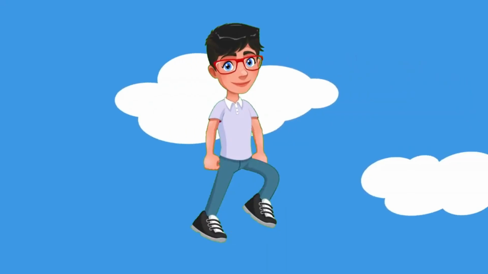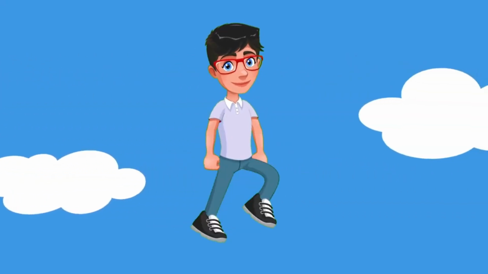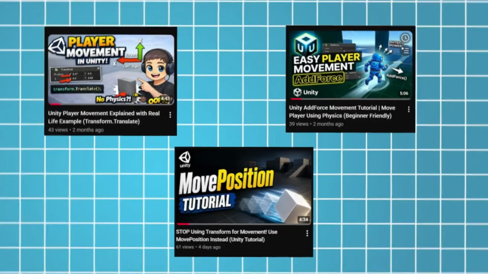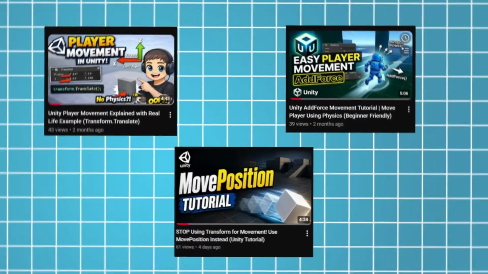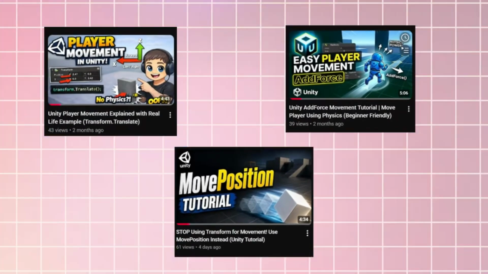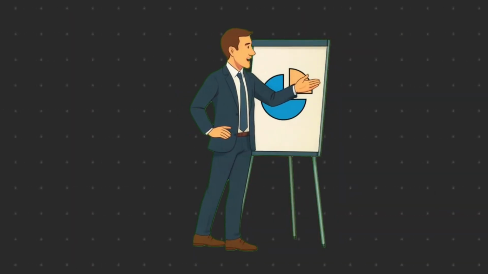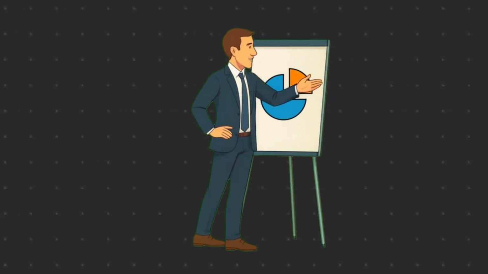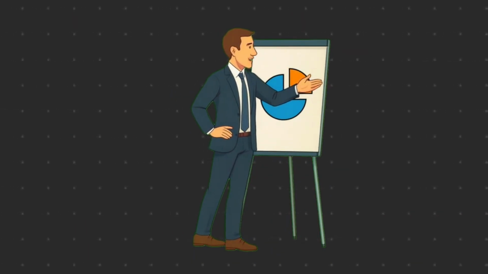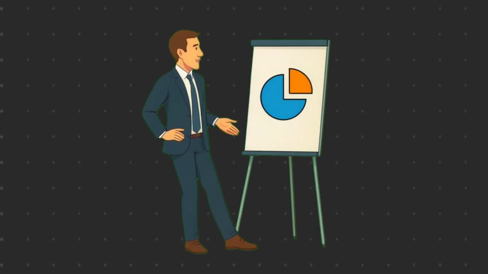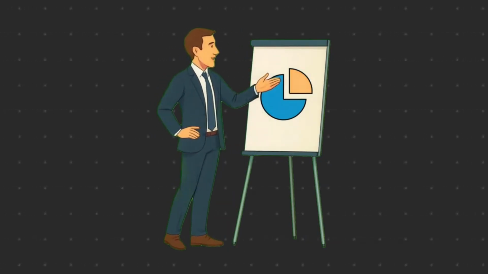In today's video, we are going to learn how to move a player using the Character Controller component in Unity. Now in previous movement methods, we used rigid body components and physics-based movement. But sometimes we don't want our player movement to depend on physics. Instead, we want direct and precise control over the character. That's where the Character Controller comes in. So let's see how we can implement it.